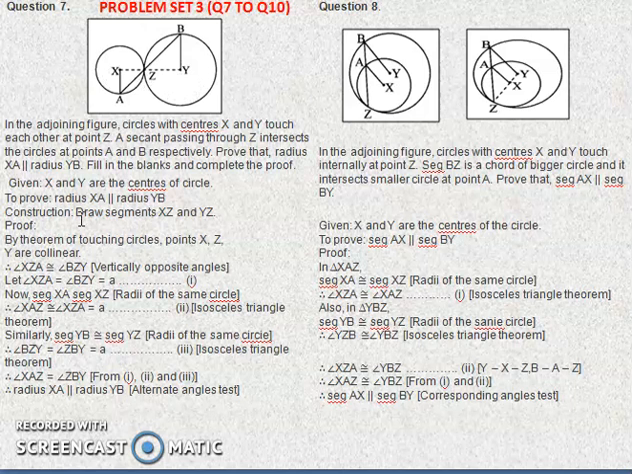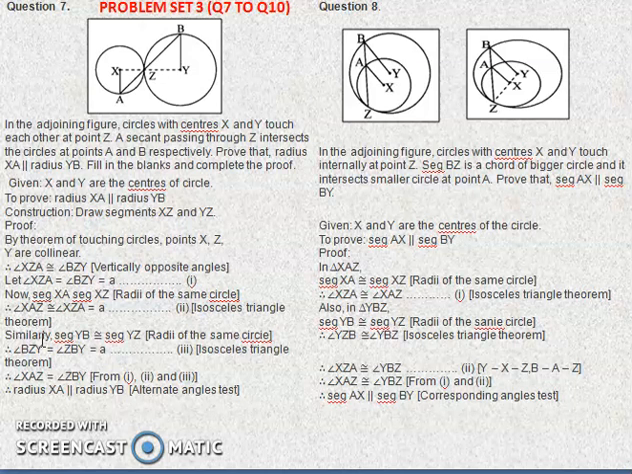Now in the construction part, draw segments XZ and YZ. So join XZ and YZ. Now by the theorem of touching circles, points X, Z and Y, these 3 points are collinear. So angle XZA and angle BZY are vertically opposite angles, so these two angles are congruent. Now angle XZA is equal to angle BZY. We will take it as A.